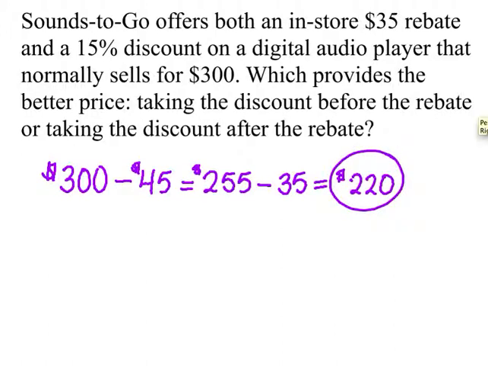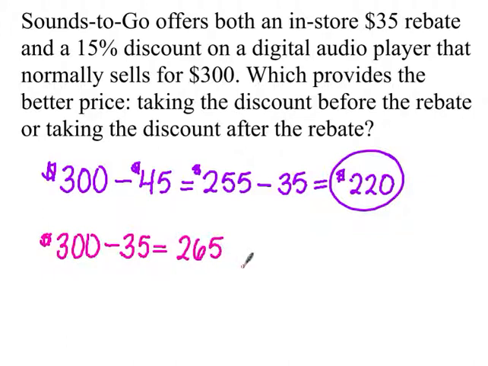So now let's try it. $300 minus the rebate first. And I get what? $265. I'm now going to take that and subtract 15% of that. 15% of that is going to be $39.75. So what do you end up paying now? Like $226, isn't it? $225.25.